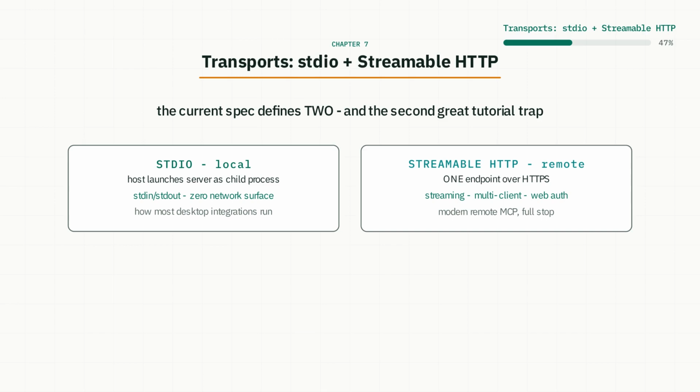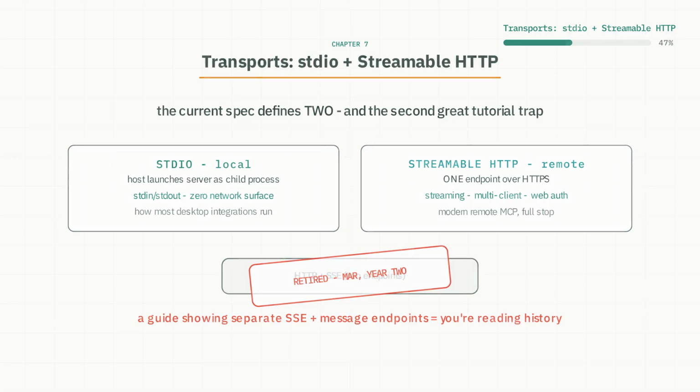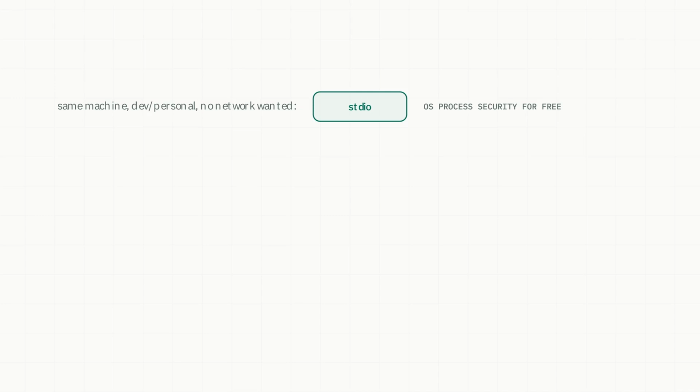That's the pair. The trap: an earlier remote transport, HTTP plus server-sent events as a 2-endpoint design, was deprecated back in March of the transport's 2nd year, over a year ago now, yet older tutorials still teach it as current. If a guide shows separate SSE and message endpoints, you're reading history. Modern remote MCP is Streamable HTTP, and Part 2 builds on exactly that. The choice between the two is mercifully clean.